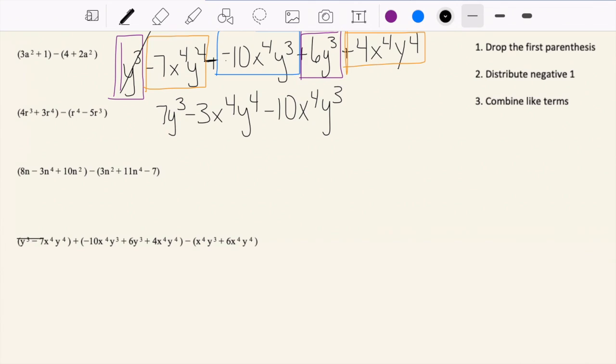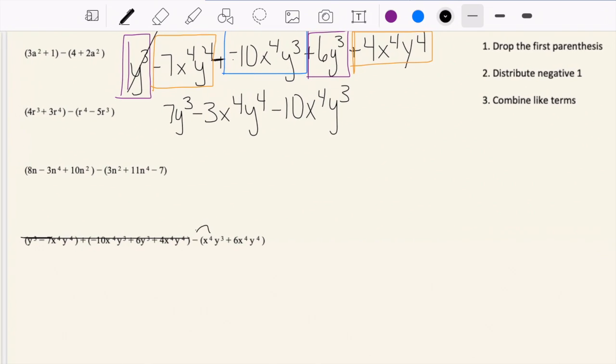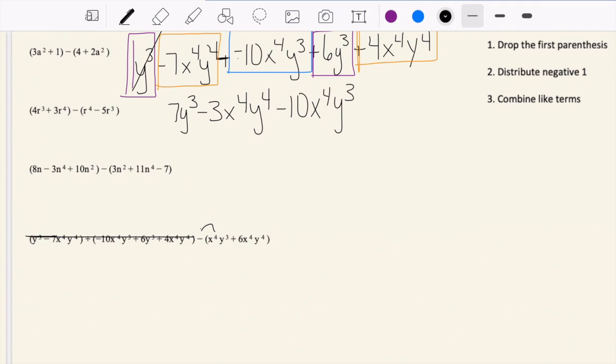All right, so if you look at this problem, we've done this entire first part. So now we just need to distribute that negative 1 and combine it with the rest of this equation up here that we've simplified. So all we've done with this first part is we've simplified it before moving on. So we have negative x to the 4th, y to the 3rd, because we distributed that negative 1. And then we have negative 6 x to the 4th, y to the 4th.